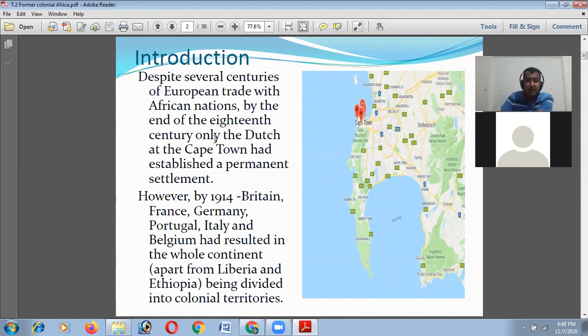However, in 1914, Britain, France, Germany, Portugal, Italy, and Belgium had resulted in the whole continent, apart from Liberia and Ethiopia, being divided into colonial territories. The European powers, the British, French, German, Portuguese, Italians, and Belgians, came to this area and scattered across African nations. They were not in all nations. In a few nations, British colonial power occupied the position, and vice versa.